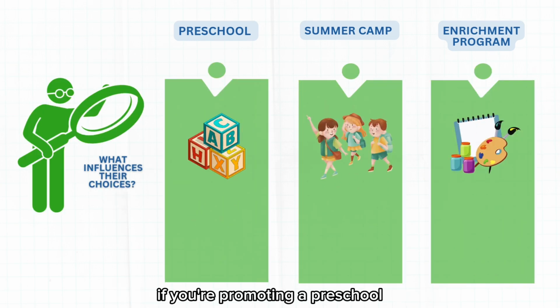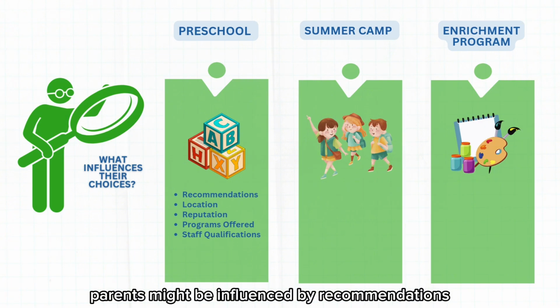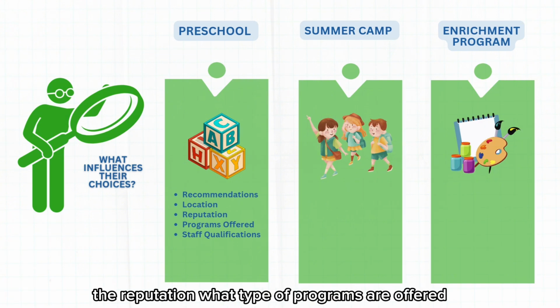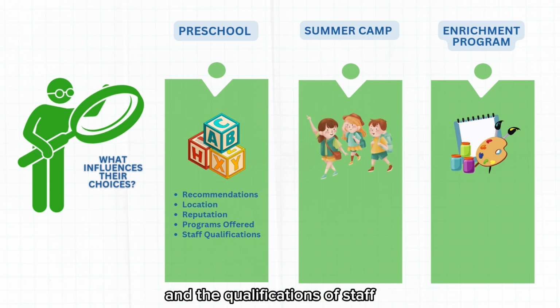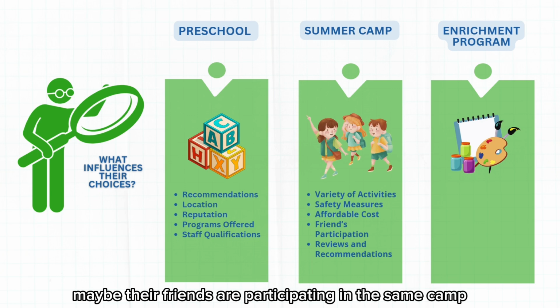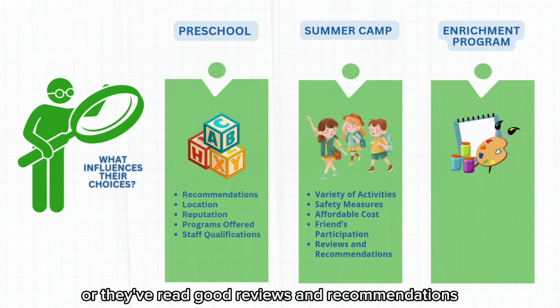The next question asks, what influences their choices? If you're promoting a preschool, parents might be influenced by recommendations, the location of the school, the reputation, what type of programs are offered, and the qualifications of staff. If you're working at a summer camp, they might want more variety of activities, safety measures, low cost. Maybe their friends are participating in the same camp, or they've read good reviews and recommendations.